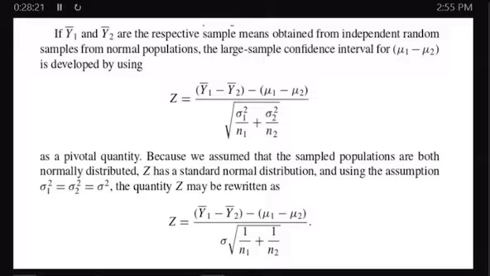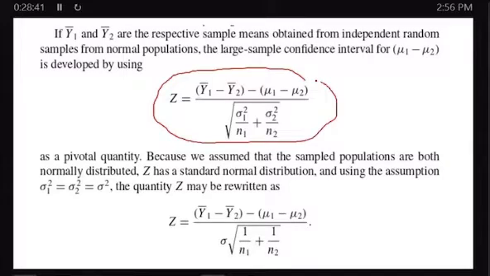Now, y bar 1 and y bar 2 are the sample means that we compute from the sample. Don't forget, the estimator is the sample mean. Now, if you take a look at this, for large sample size, the pivotal quantity is going to be Z.